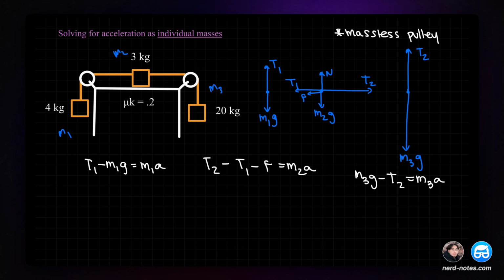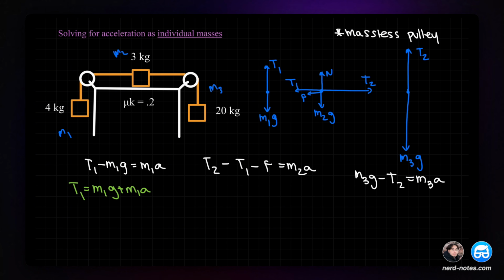Straight off the bat, I can see that I'm missing T2 and T1 in this equation, but I have T1 and T2 in these equations, so maybe I can solve for T1 and T2 in those respective equations and then plug them into the middle equation. So let's go ahead and do that. Let's do this in a different color. Let's solve for T1. T1 is going to be equal to M1G plus M1A.